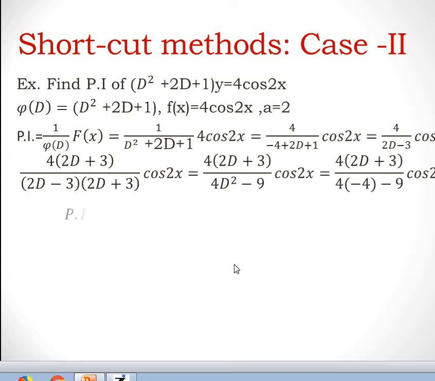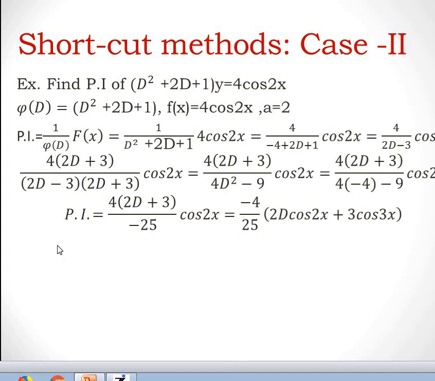Okay, now our PI becomes 4 times (2D + 3) upon, 4 into −4, that is −16, −16 − 9, that is −25, into cos of 2x as it is, so that is equal to −4 upon 25. So we have to write down separately here 2D cos 2x plus 3 cos of 2x.